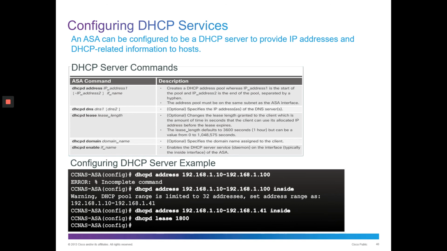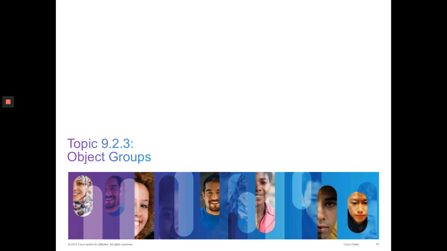And you can configure DHCP on your firewall as well, like you do on your router. It's a similar thing. You assign a pool of addresses, you assign it to DHCP, and then you can also set up the lease time, how long you want to assign that particular address to your devices. So it's similar to what you do in the router. Next one is something called object groups.